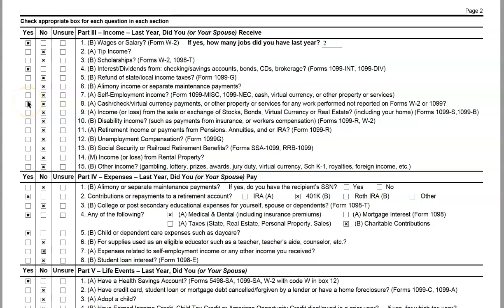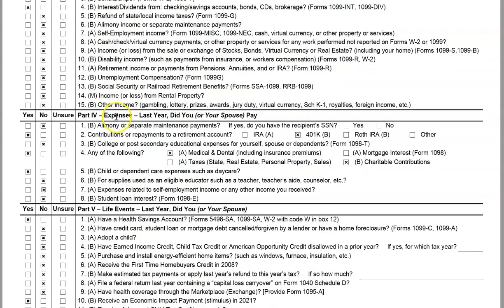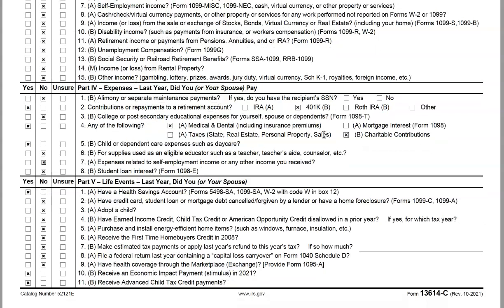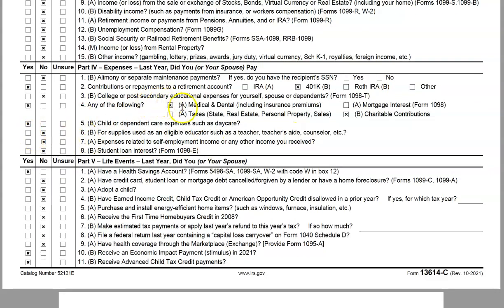On page 2, we're looking for yes answers. There's wages and salary like last year. Interest and dividends, that's interesting because the taxpayer didn't have any of those on the 2020 tax return. So we want to find out what was different this year. Contributions or repayments to the IRA retirement account. Looks like there might have been employer contributions, and if the income's high enough, there's no retirement contribution credit. There wasn't last year. They have medical and dental expenses. Everybody does.